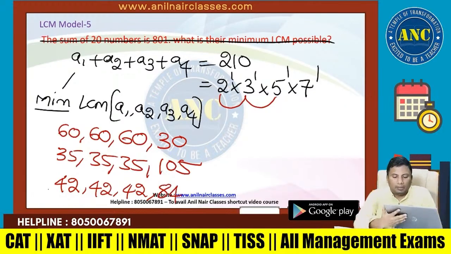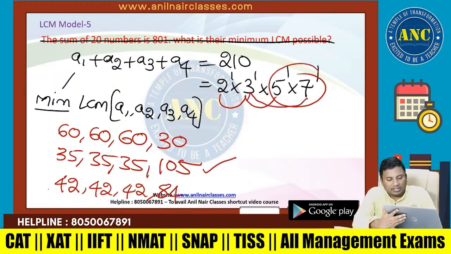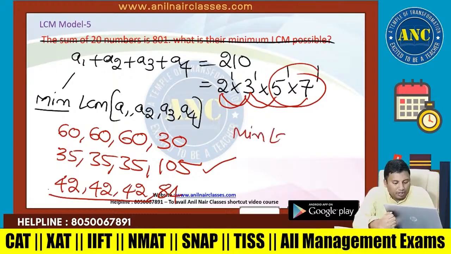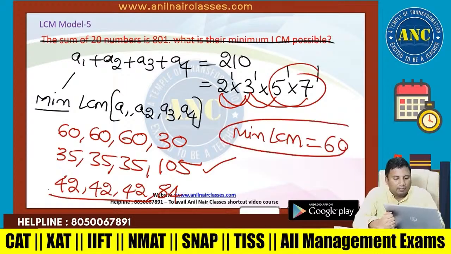So, all the multiples: 7 5s are 35, 35 I got, 3 numbers equal. 7 3s are 21, 21 2s are 42, 3 numbers are equal. 2 3s are 6, 6 5s are 30. Multiple of 30 closer to 4 numbers equal. So 30 remaining, all are 60. Minimum LCM is 60.